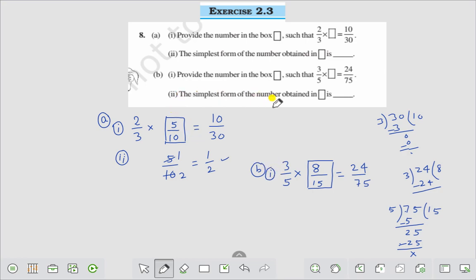Right? The simplest form of the number obtained in box is, we have got the number 8 by 15. Here you see, the common factor between both the numbers is only 1, right? Therefore, we cannot change it into lowest term. This is itself a lowest term. That is, the answer will be 8 by 15 itself. Because there is no common factor between the two numbers except 1. Therefore, the answer is 8 by 15, right?